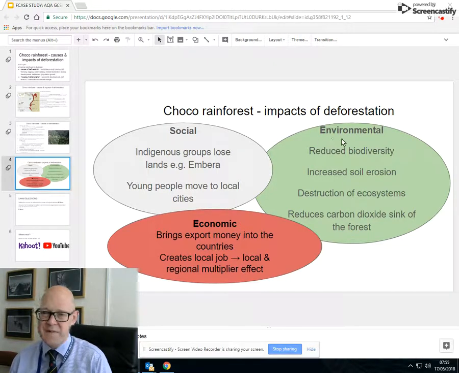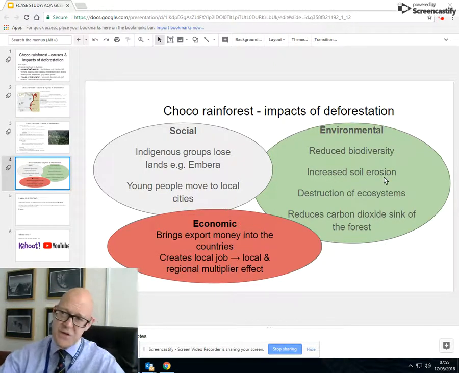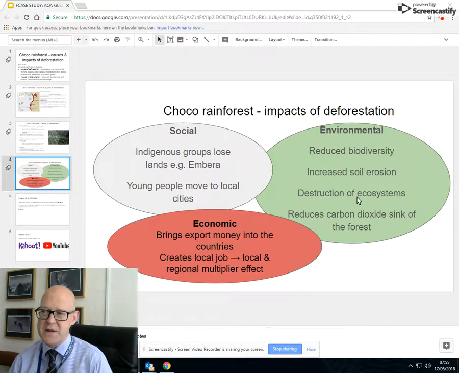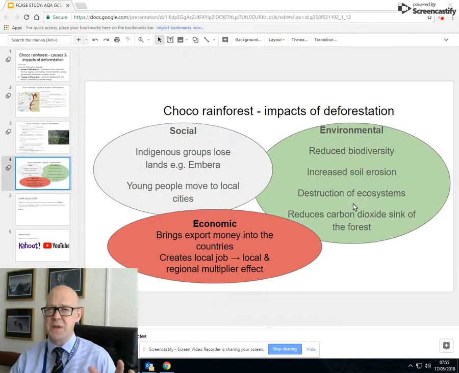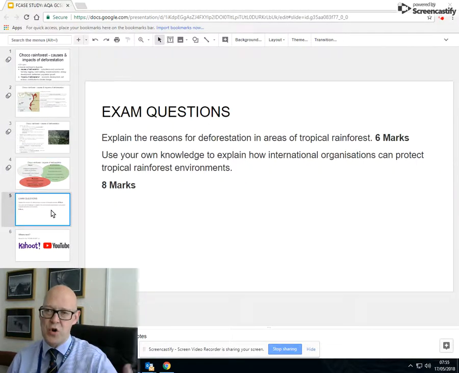And finally, we kind of said it already: reduced biodiversity, fewer species, increased soil erosion because you take away the canopy and the rain just hits the ground and washes it away, destruction of ecosystems, and of course we're reducing rainforest, which is a natural sink of carbon dioxide. So there will be a global scale additional impact into global warming.